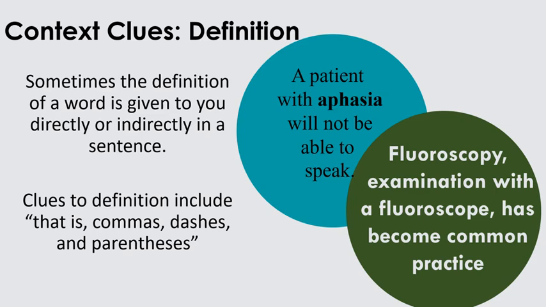example, a patient with aphasia will not be able to speak. By the phrase not be able to speak, you will directly know that aphasia is a condition that robs you of the ability to communicate. It may affect your ability to speak.